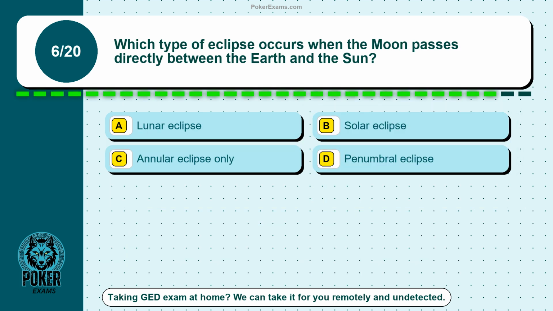Question 6. Which type of eclipse occurs when the moon passes directly between the Earth and the Sun? Option A, lunar eclipse. Option B, solar eclipse. Option C, annular eclipse only. Option D, penumbral eclipse.